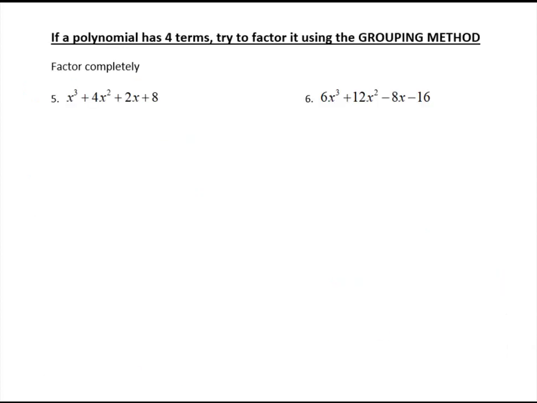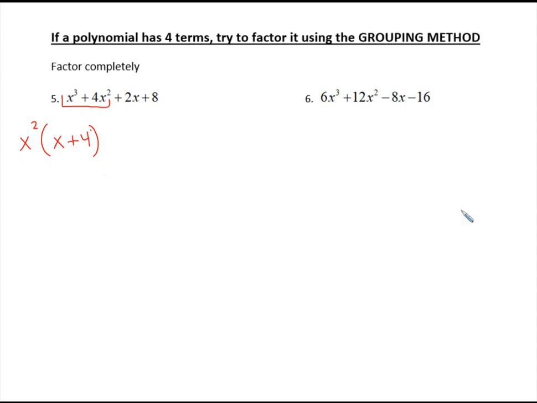Now let's talk about how to factor a polynomial that has 4 terms, okay? Whenever you have something that has 4 terms, typically a polynomial, you want to try and factor it using what we call the grouping method. What I'm going to do is group the first 2 terms together, right here. And then I want to think, what's the GCF that I can take out from here? Usually there's going to be a GCF, so I can take out an x squared. Then that will leave me with x plus 4.